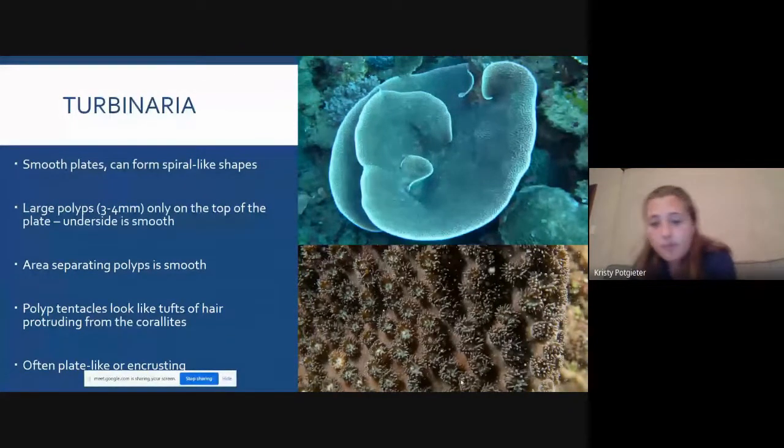The photo at the bottom here is a close-up of the polyps. Often you only see the polyps coming out at nighttime, actually. So this is one of our corals that generally feed at night with their tentacles. Okay, and if you are lucky enough to see them out during the day, they look like little tufts of hair protruding from the little corallites. But otherwise it'll just be a little bump.